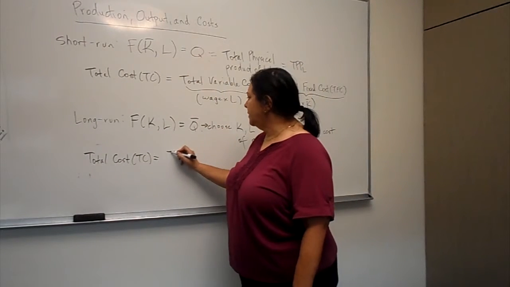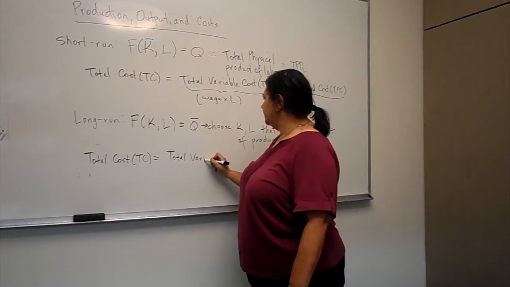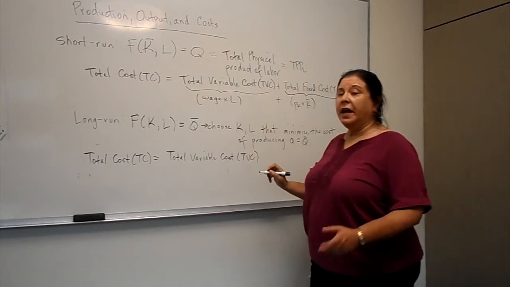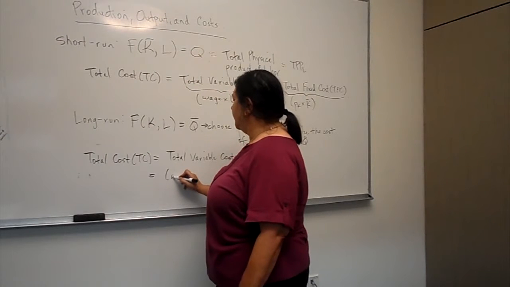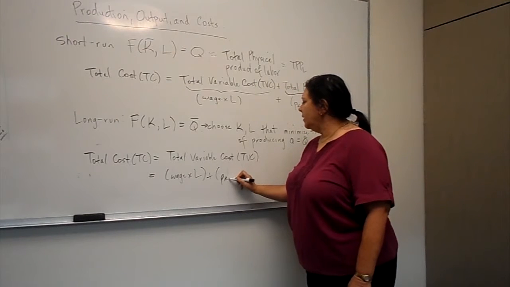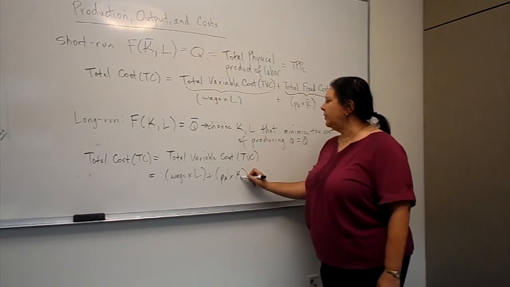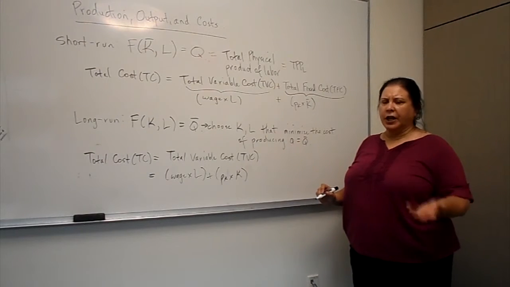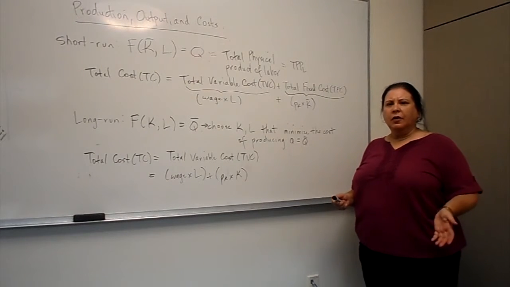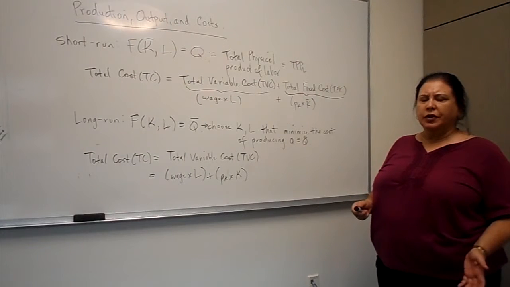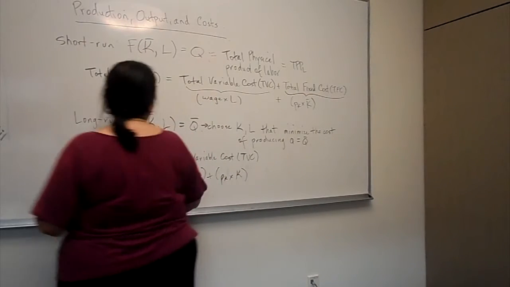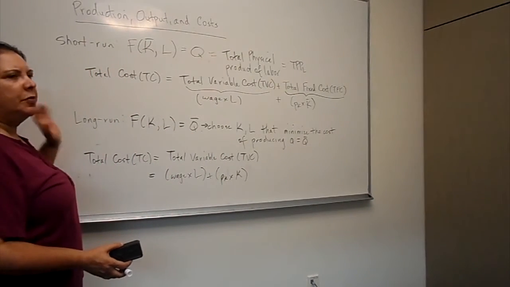In the long run, total cost equals total variable cost. And that equals the sum of the labor cost plus the cost of capital, which is the price of capital times now the changeable capital. Okay? Okay. So now the first thing we want to do is look at production and see how production influences costs. So the first thing we're going to do is look at the total physical product of labor.